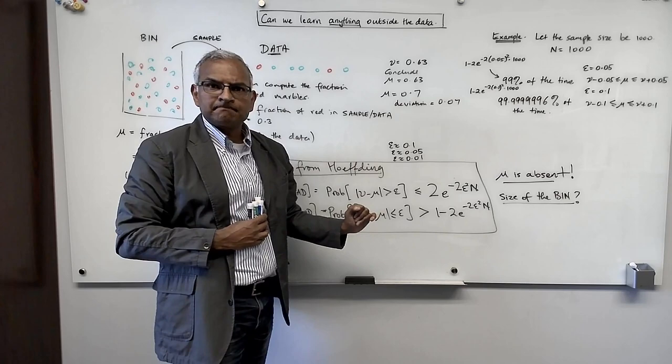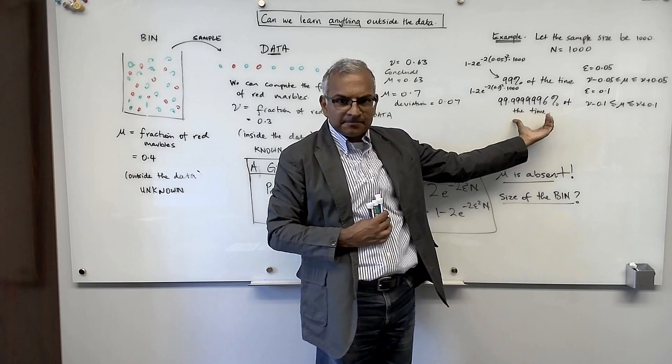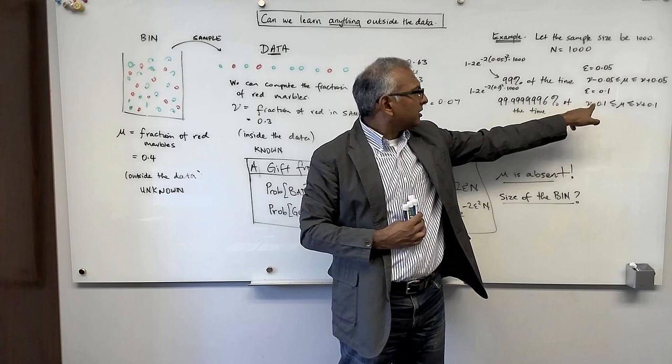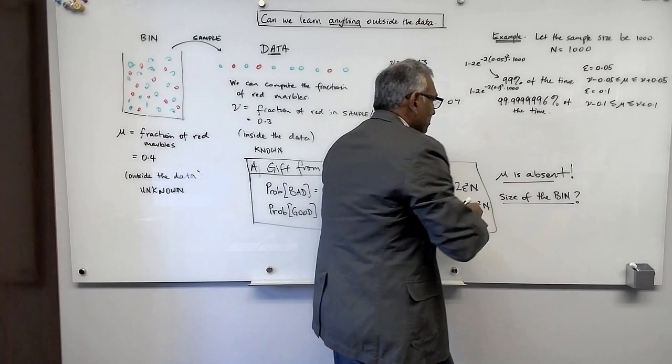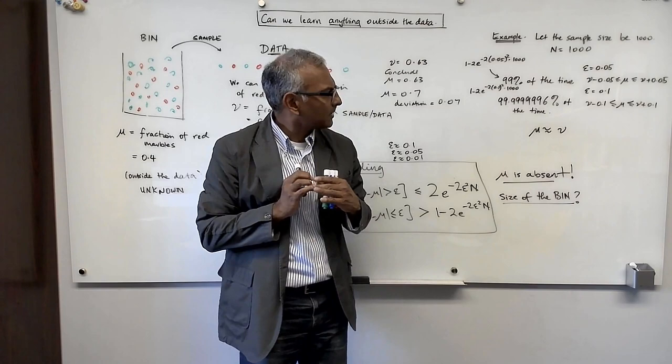And effectively what's going on here is that nu is what I observe. I observe nu and then I say, I'm going to conclude that mu is approximately equal to nu. I'm going to conclude that. And this is how often I will be right.